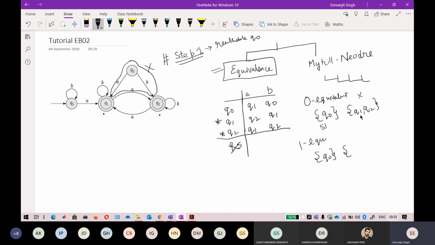Now the equivalence property is checked. This is your Q1 and Q2. Check it: Q1 on A is going towards Q2, and Q2 on A is going towards Q1. Both belong to set 2, so they are both going to the same set on A. Now check on B. Q1 on B is going towards Q1, which belongs to set 2, and Q2 on B goes to Q2, which also belongs to set 2. They both belong to the same set. It means that Q1 and Q2 are equivalent.